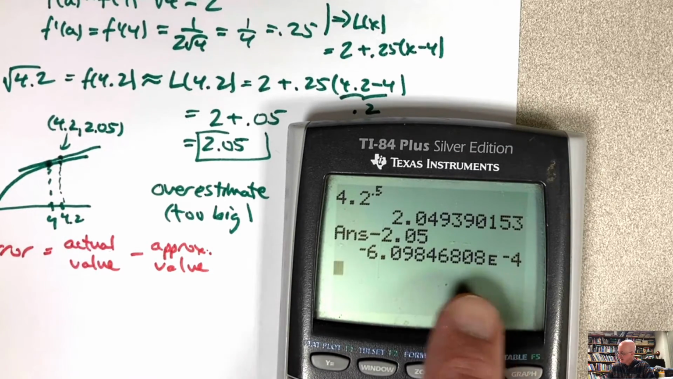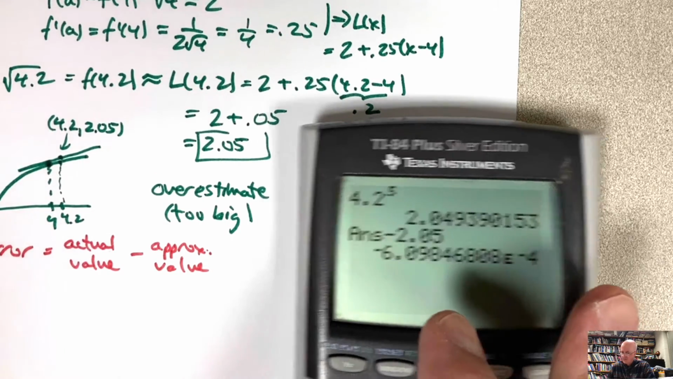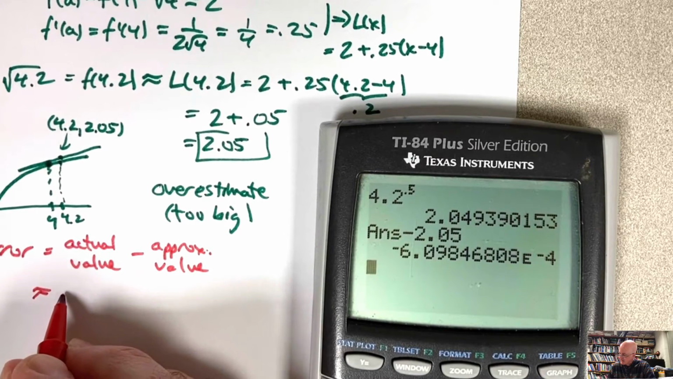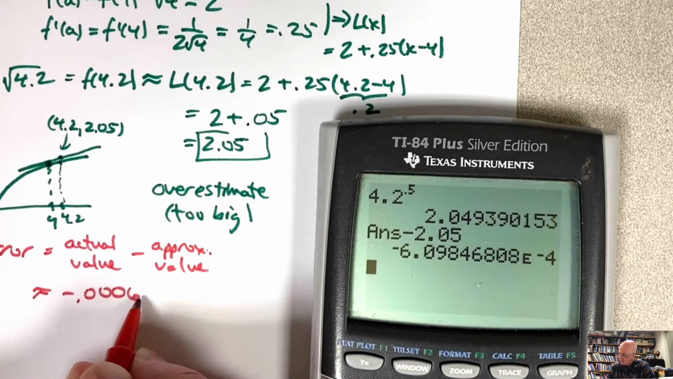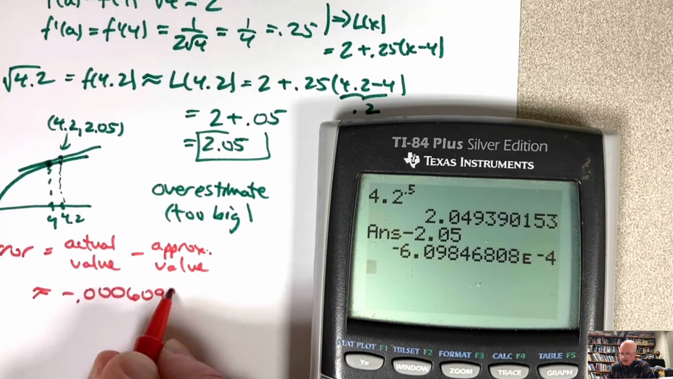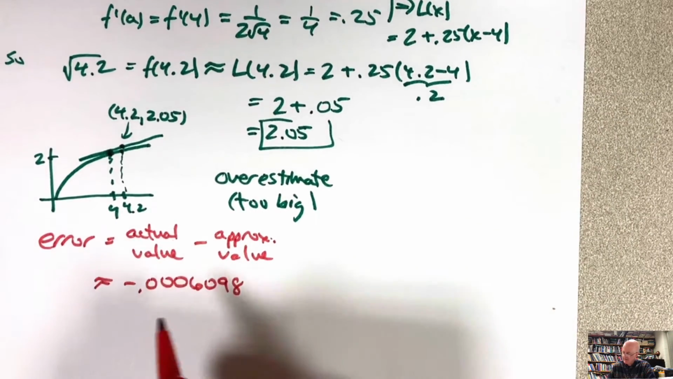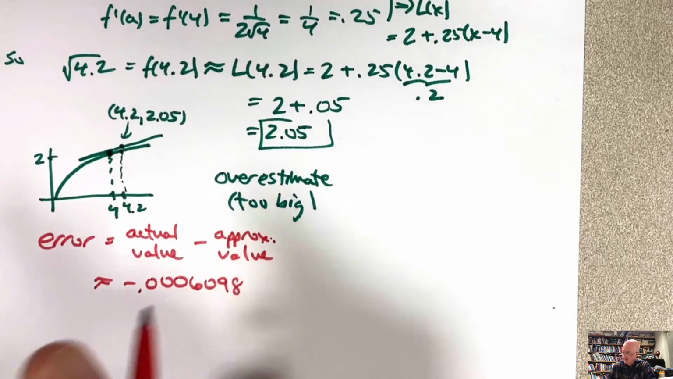This would be negative 6.0985 times 10 to the negative 4, which is approximately, without scientific notation, negative 0.0006098, say. Let's round it to that, okay? So that's the error itself. Negative ultimately means our estimate is too big. It's a little confusing that way.